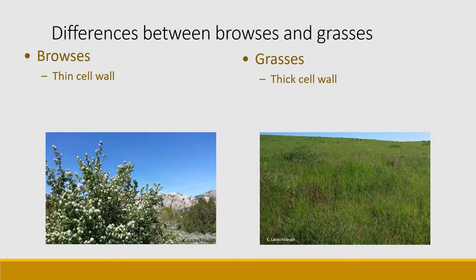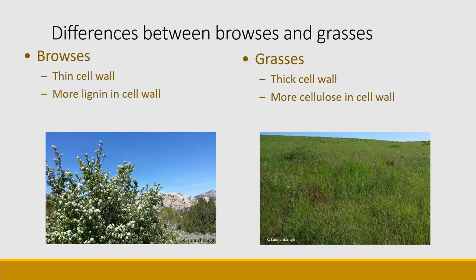So there's more fiber in grass that we have to think about for fermentation and how long that's going to take. However, within the cell wall, browses tend to have more lignin. And this is this completely indigestible material that makes things sort of woody. And so more of the cell wall is indigestible in a browse, but there's less of it.